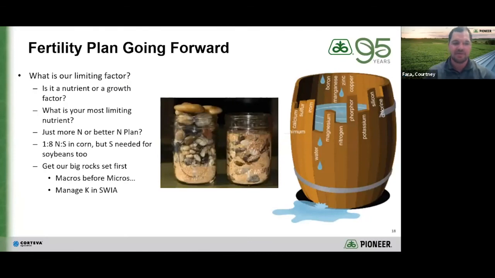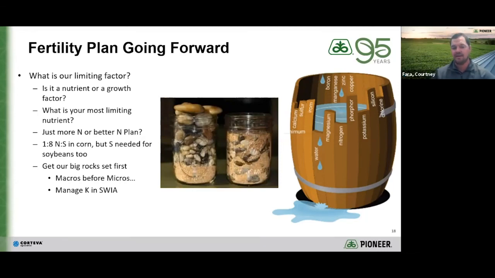So how do we manage our fertility plan going forward? If we think about nutrient factors and also nutrient limiting factors, we can think of Liebig's law of the minimum. What is our most limiting stave? If potassium is a stave that's really big and important, if we're not managing that, we cannot jump over it for a soil micro to manage that.